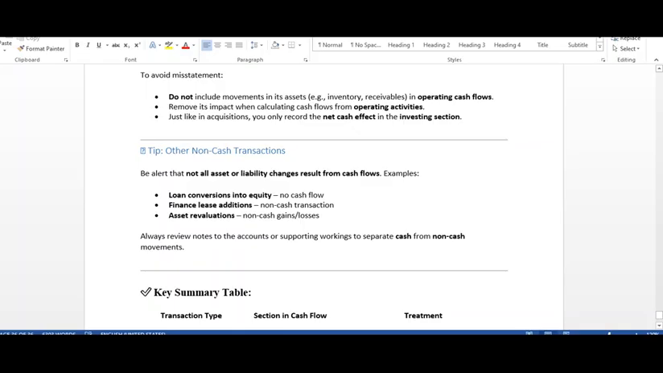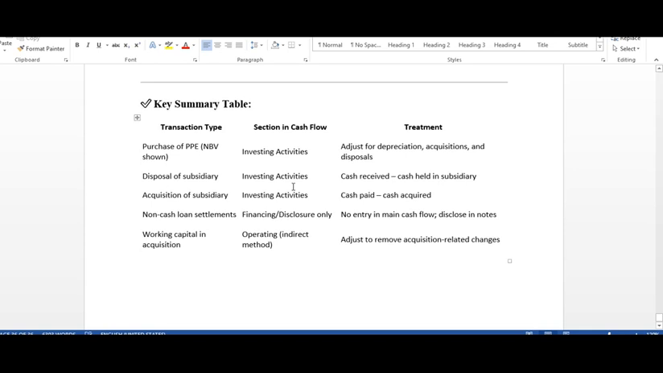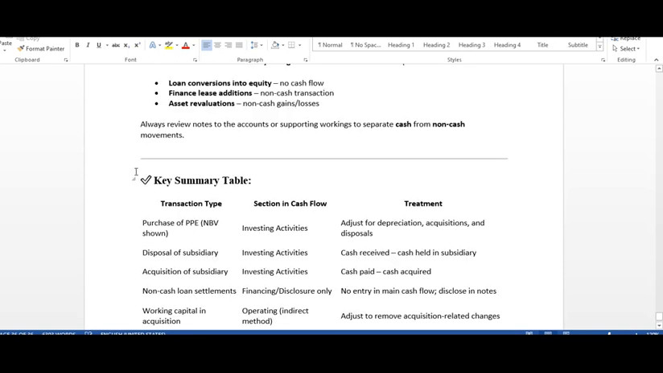Now, you have to always review the notes to the account, or your supporting workings, to separate cash and non-cash movements. All right. Now, the key summary here is that the purchase of PPE, like we said, is investing activities. I thought we've discussed this before. Yeah, working capital adjusted in. I think we've discussed all this before. We've written the summary before.